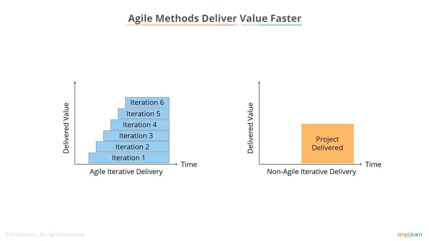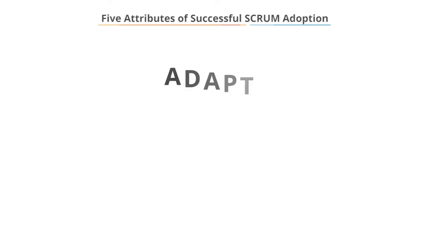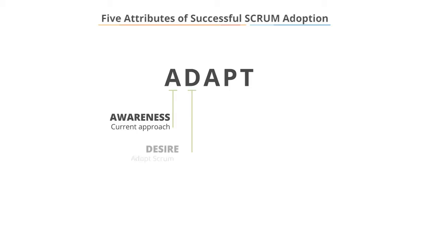beginning of the project. Before we continue with the journey of understanding the details of Scrum, here are some tips that will help you achieve a successful Scrum adoption. Using the acrostic ADAPT, we'll review 5 attributes required for successful Scrum adoptions. 1, awareness. Awareness that the current process or approach is not working. The first step is realizing that change is necessary.